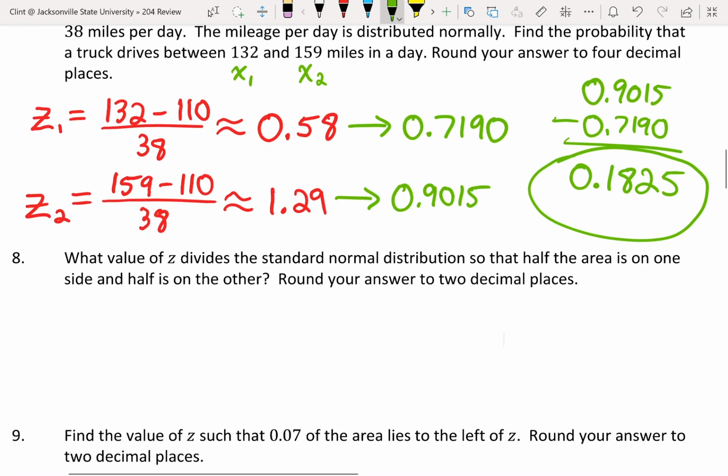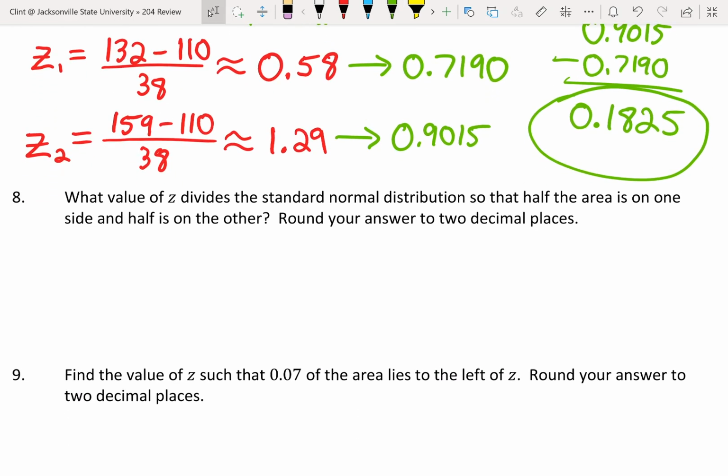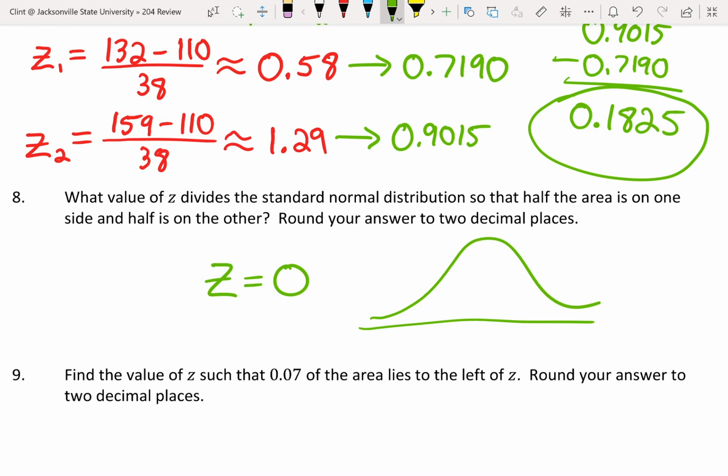Okay, number 8 says what value of Z divides the standard normal distribution so that half the area is on one side, half the area is on the other. The mean, which is what number on the standard normal distribution? 0. Yep. It's 0, or 0.00, if you got it in the middle.